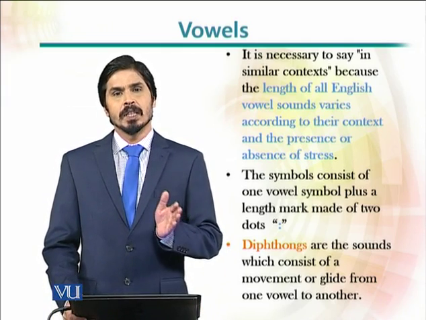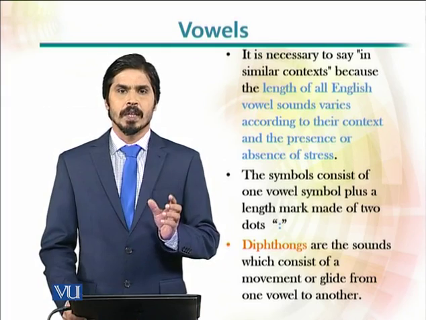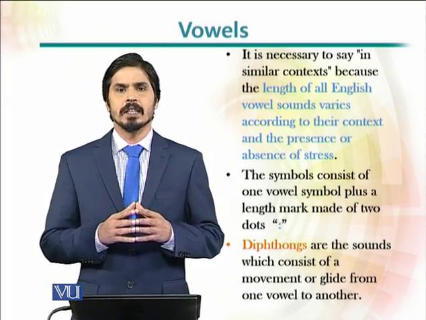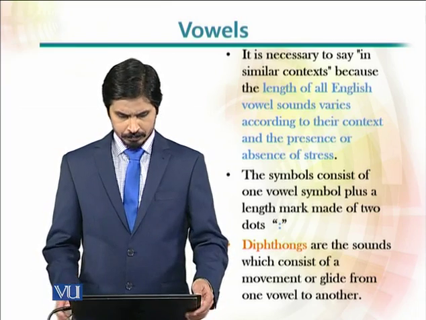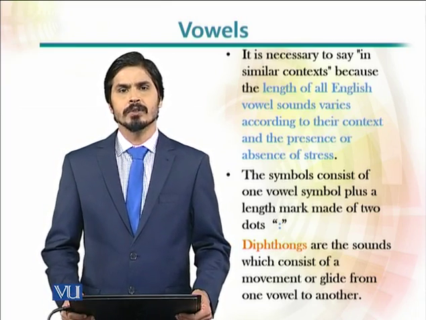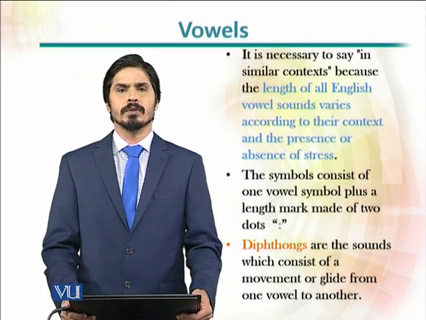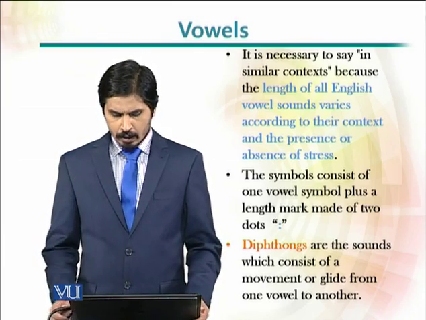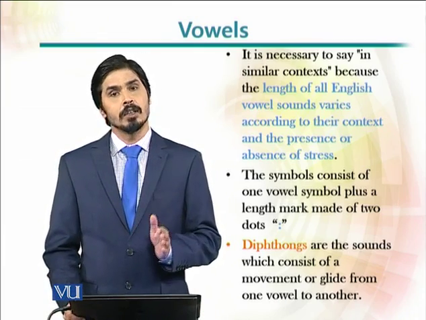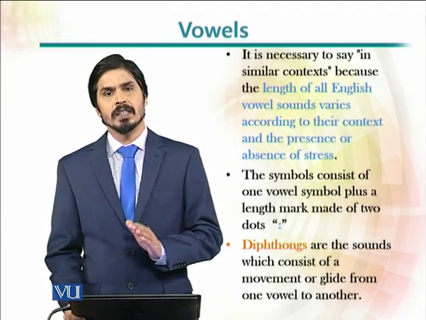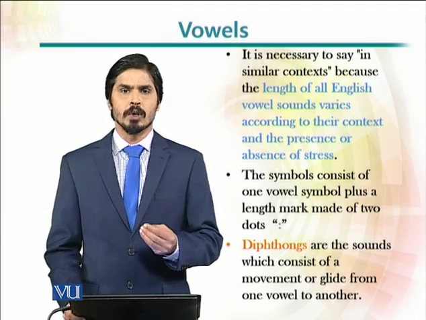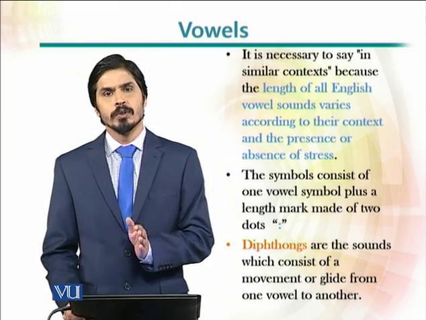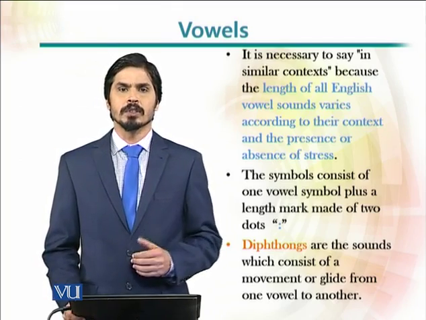And when they become long vowels, we use a typical symbol of two dots in order to explain that these are long vowel sounds. Diphthongs are another kind of sounds which are produced with the combination of vowel sounds. When a vowel sound alters or glides or moves from one vowel to another, it's not a pure single vowel sound. Rather, when one vowel sound moves to another vowel sound, we produce diphthongs.